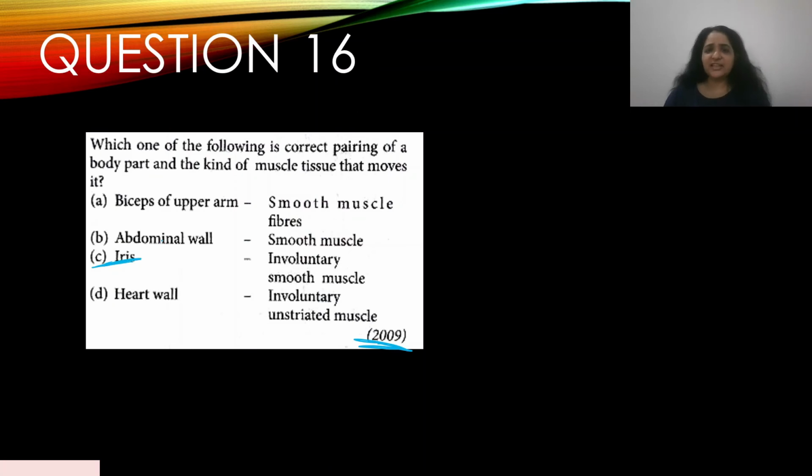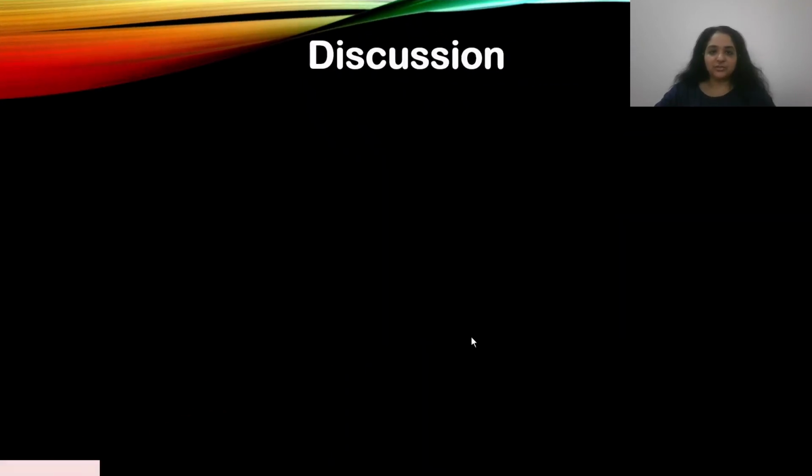Abdominal wall contains skeletal muscles. You can voluntarily move your abdominal muscles. You can even try it now at this very moment, right? But the iris muscle, you can't control it on your own. It's out of your control. It's involuntary. Okay, so the answer is C. Let's go to the discussion.